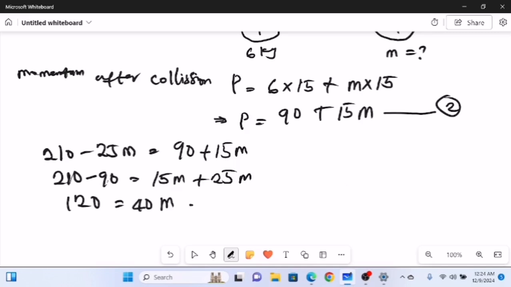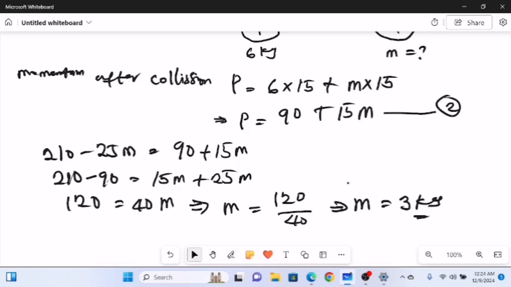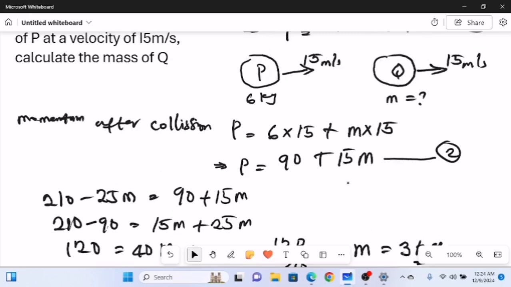So from here it means we can find the mass of ball Q to be equal to 120 divided by 40. So this simply implies that the mass of ball Q becomes 120 divided by 40, and that simply gives us 3 kg. So the mass of ball Q is simply 3 kg. Now let's compare the mass of ball Q to that of ball P. You see that the mass of ball P is 6 kg, whereas the mass of ball Q is 3 kg.